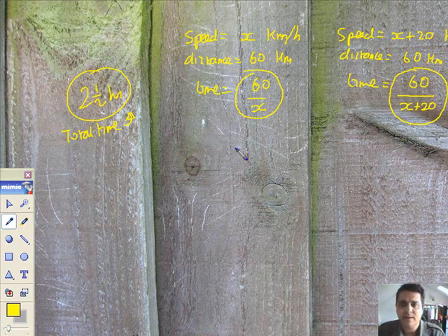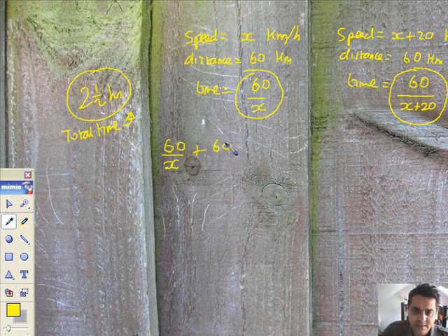Please note my 3 well-planned circles. So form an equation for the total time taken. So here I go, let's just do it. So 60 over X plus 60 over X plus 20 equals 2.5. Great, I've got a grade A. Now, I've formed an equation. Solve this equation to find the speed for each part of the journey.